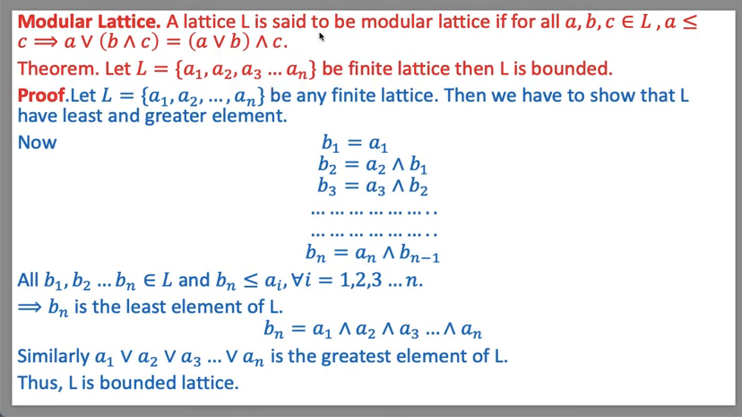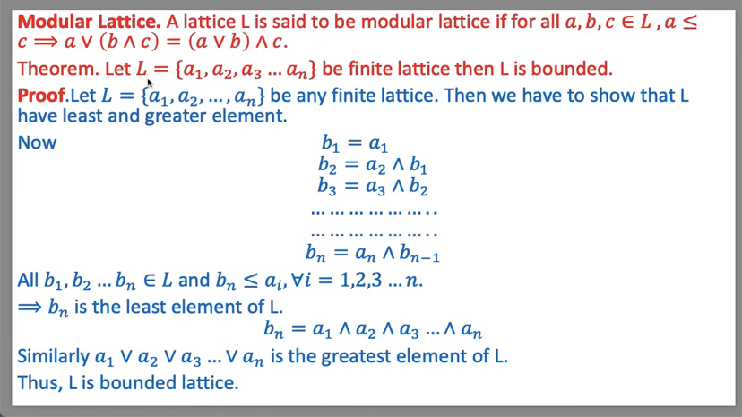Now modular lattice. A lattice L is said to be a modular lattice if for all A, B, C belonging to L, A less than or equal to C implies A join (B meet C) is equal to (A join B) meet C. If this property is satisfied, then we say that the lattice is a modular lattice.